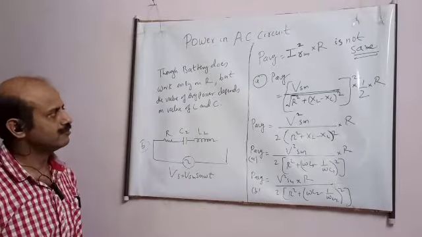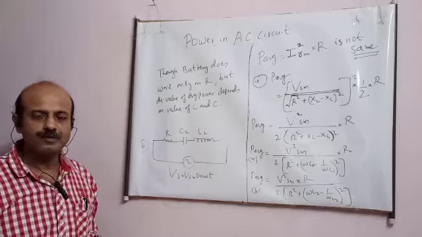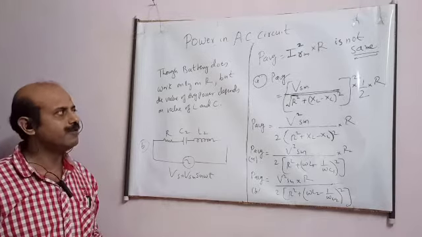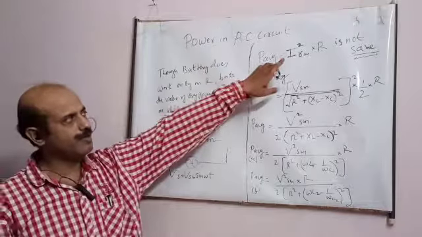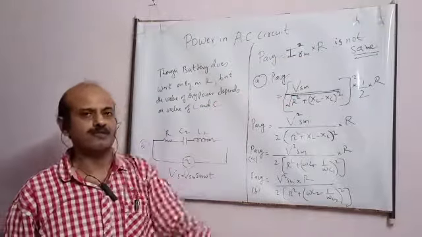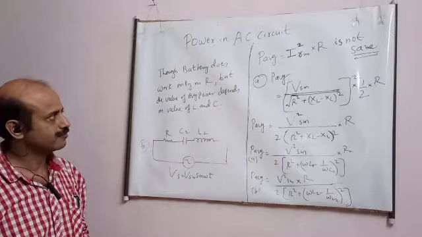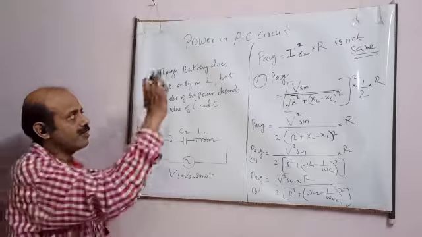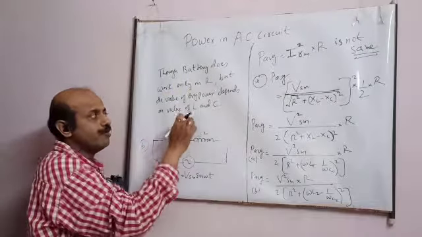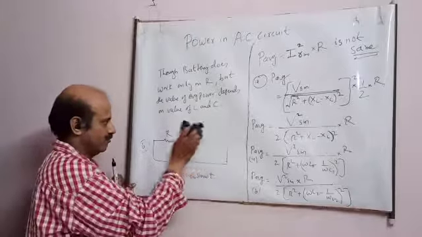The value of average power will depend on the value of L and C. This means even if R is same, the average power will not be same, because you can explain that IR, this current is not same in both the cases. This means the value of average power is decided, though work is done only on R, but value of average power decided by value of L and C. That is the meaning of this.